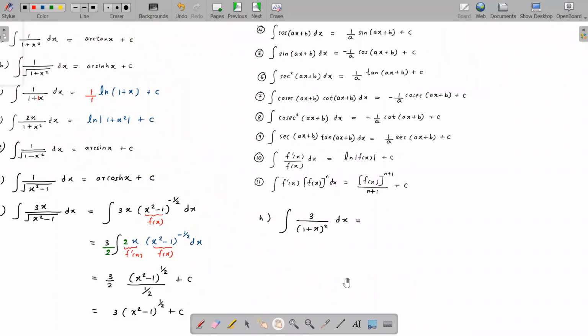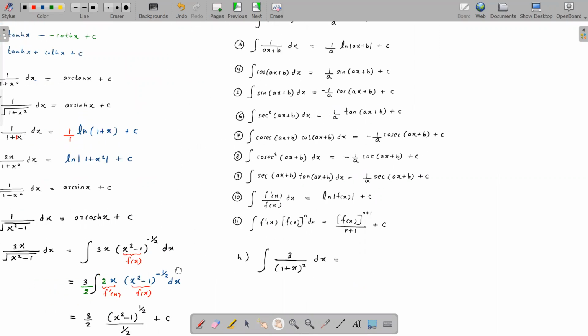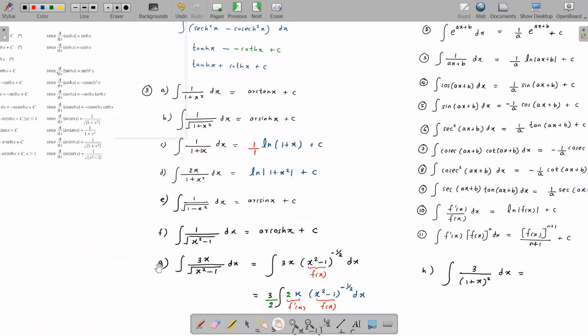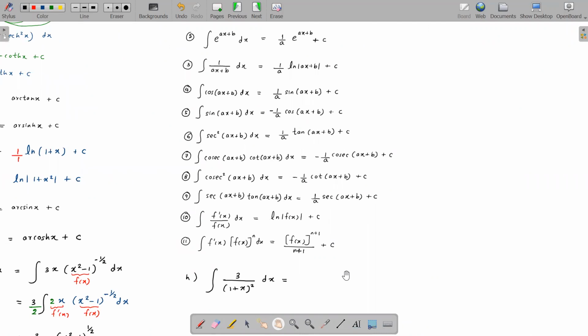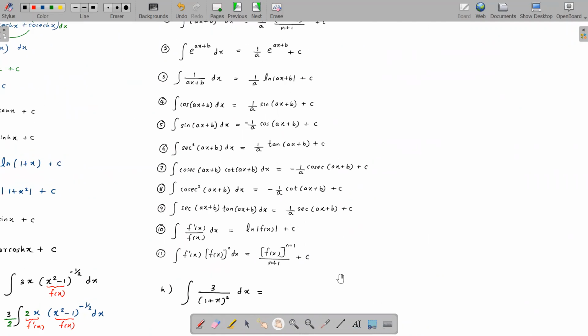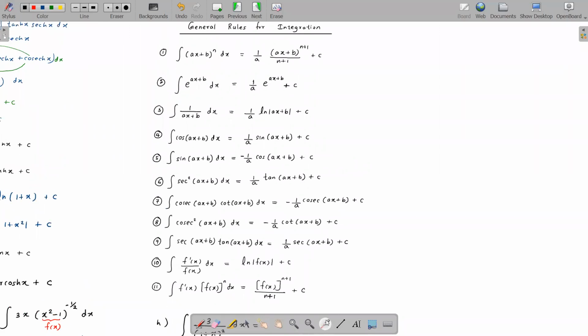Part H, integration of 3 over 1 plus x square. So when you look at 3 over 1 plus x, bracket and whole thing squared, do we have such a rule over here, where you have 1 plus x and the square of the bracket in the denominator? Definitely not, right? So what particular rule do we use to integrate this one? Can we even use rule number 3 in the general rules of integration we learned in P3? Can we use any of these rules? The third one, can we use it if there's a power 2? No, right? So the only rule you can use is which one?